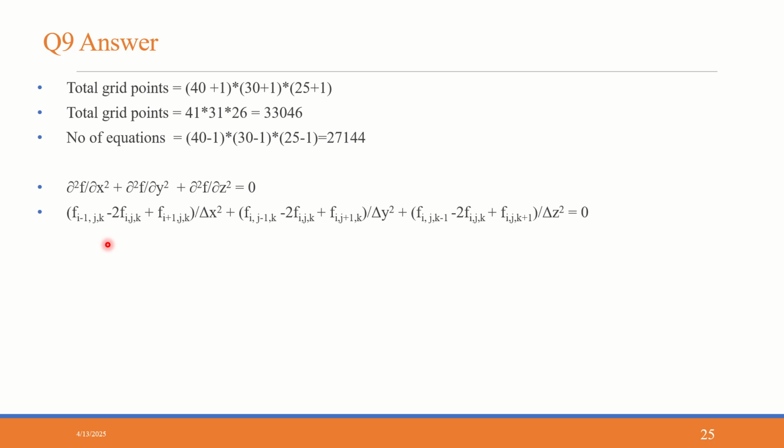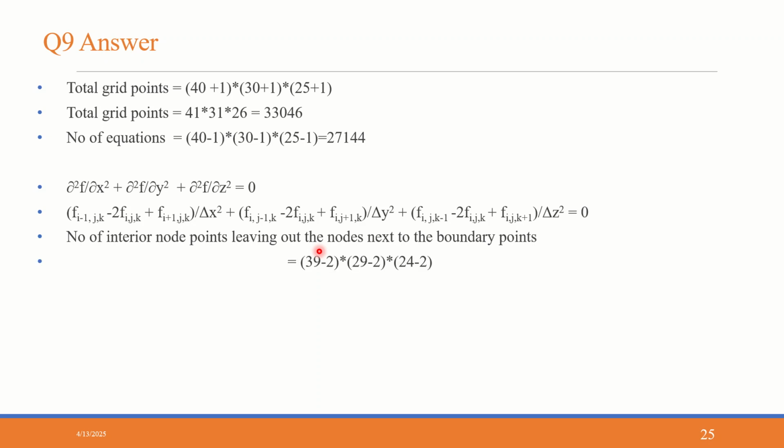So here, how many unknowns are there? We are having 7 unknowns actually. So the interior node points, leaving out the nodes next to the boundaries, will have 7 variables. How many points is that? Interior alone, we need to subtract 2 more, so it is 39 points, 29 points and 24 points. Again we are subtracting 2 because we are taking only the interior. In the interior only we will have the full 7 variables. So 39 minus 2, 29 minus 2, 24 minus 2 will give 21,978.